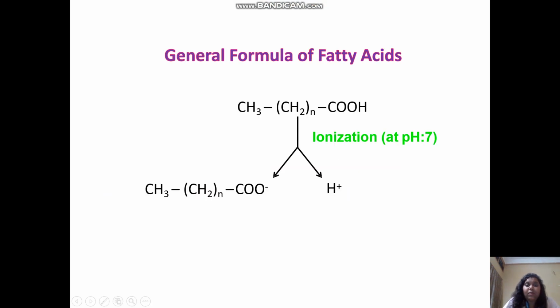The general formula of fatty acid is CH3, CH2 and COOH, and its ionization occurs at pH 7, which separates the hydrogen atom.